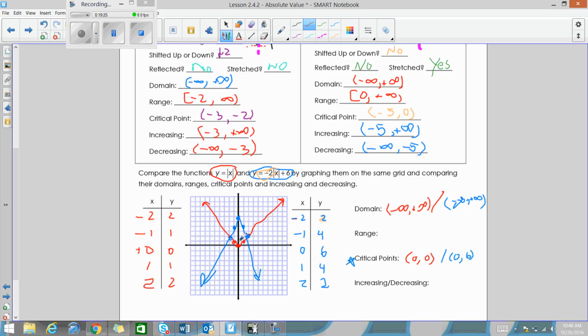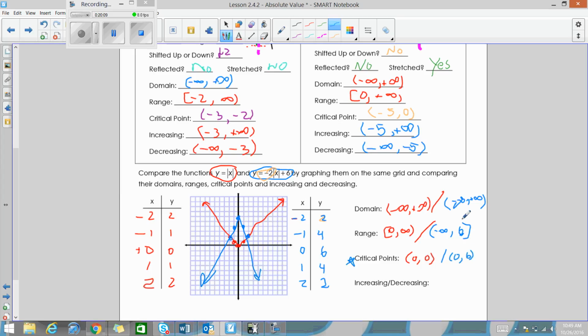So the range, your y values, you go from lowest. So in the red, it's from 0 to +infinity. So you can put a bracket because you can equal 0 for your range to +infinity. Put your parenthesis. And now the blue function, now here's the fun part, and this is what kids kind of mess up, so pay attention. When you do range, when you do domain, when you do increasing, decreasing, you always go from lowest to highest. All right, so because it's flipped downward, you are going from negative infinity all the way up to 6. So your range is negative infinity all the way to 6.